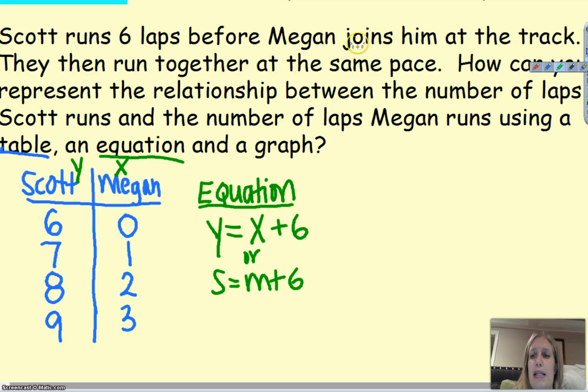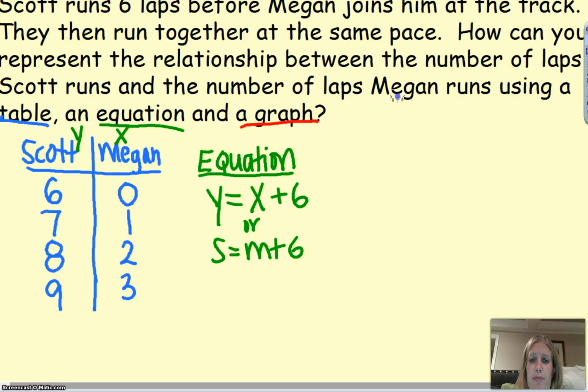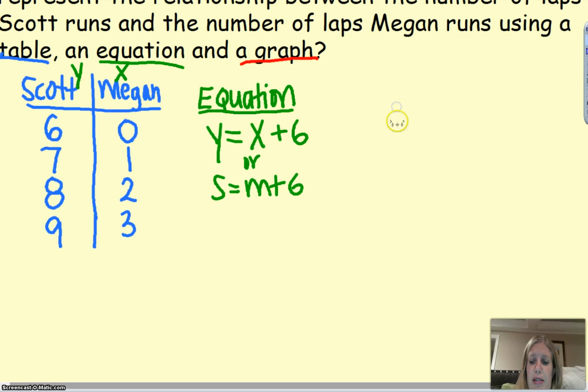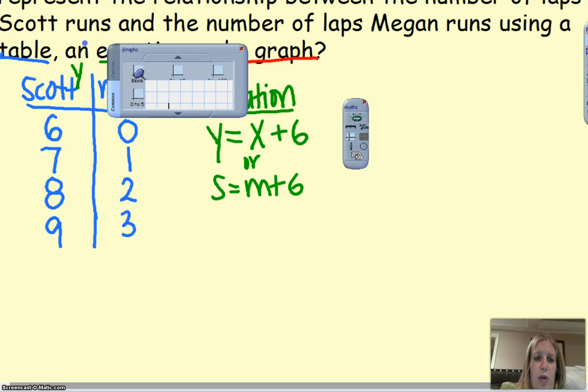Okay, last but not least is our graph. And this is good because now you have graph paper. I'm going to pull up a graph, but we're going to plot some points. So I notice that all of my numbers here in my table are positive. So I need a quadrant 1 graph where everything is positive. So let me pull up a graph. Quadrant 1, here we go.